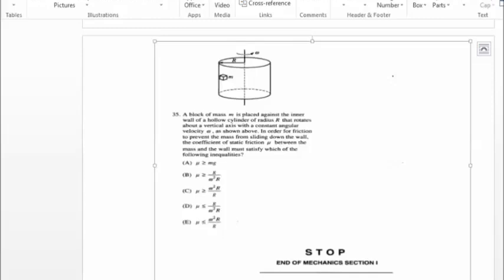not fall down. So the force of static friction is mu multiplied with the normal force, which is mv square by r. So v is r omega. So mu into mv square by r should be equal to mg. So we can substitute v is equal to r omega. Then we will find that mu should be greater than or equal to g by w square r for the mass to get stuck in the inner wall of the cylinder and not fall. So the answer is B.